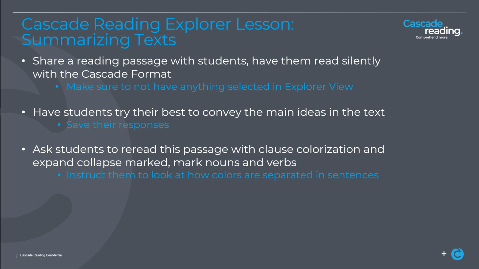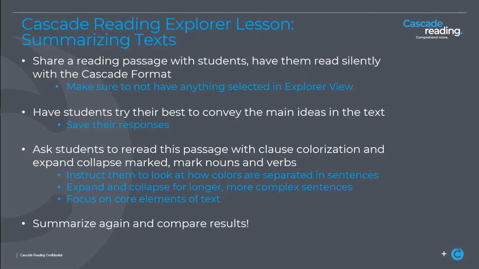Also, instruct them to look at how colors are separated in sentences, and encourage them to expand and collapse for longer, more complex sentences until they really understand what the sentence is saying. Lastly, tell them to focus on core elements of text. After this second attempt at reading, summarize again and compare the results. How did the summaries in the second task differ from those in the first? You can use these findings and these differences to drive discussion with your students.